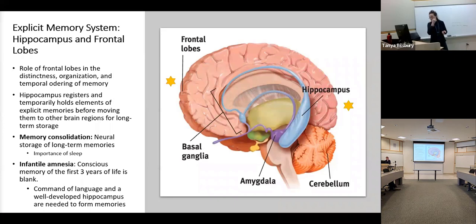So explicit memories rely on the frontal lobes and hippocampus. Frontal lobes have a role in the distinctiveness of memories and how they're organized. People who have frontal lobe damage might not be able to recall things in the correct order. So, disorganized memories. The hippocampus is part of the limbic system, and it temporarily holds on to elements of an explicit memory before moving it to some other brain region for long-term storage.